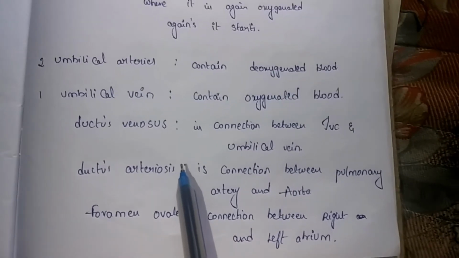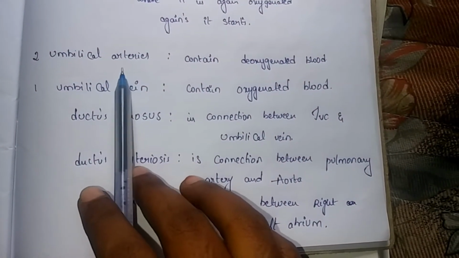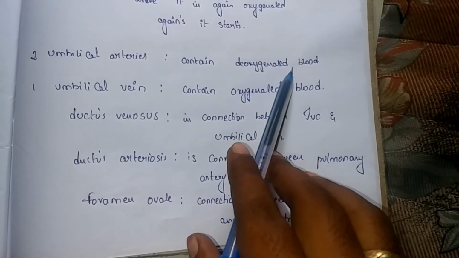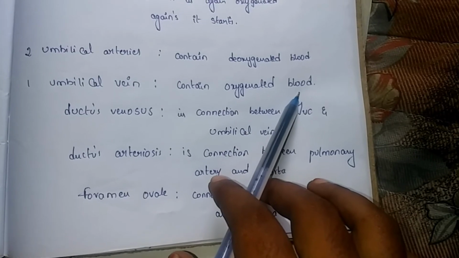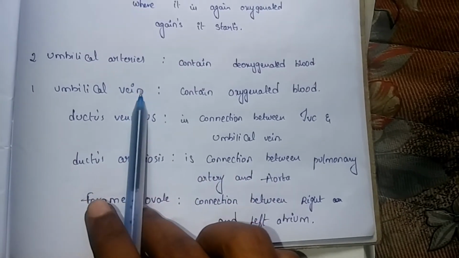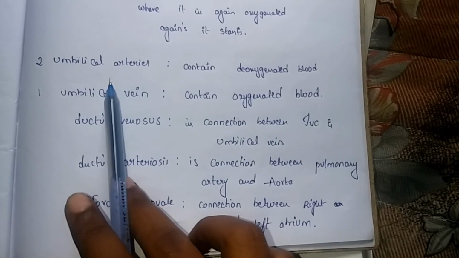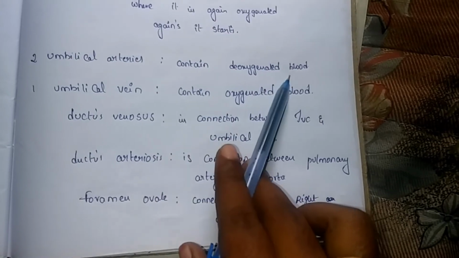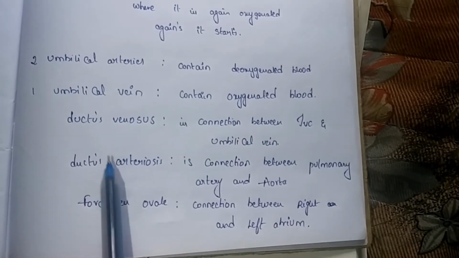Now we will see the specialties in the fetal circulation. Normally the arteries contain the oxygenated blood and the veins contain the deoxygenated blood in adults. But here in fetal circulation, the umbilical arteries contain the deoxygenated blood and the umbilical vein contains the oxygenated blood.